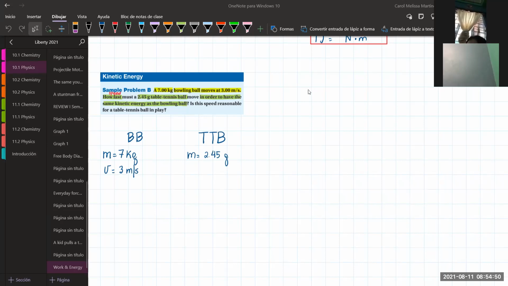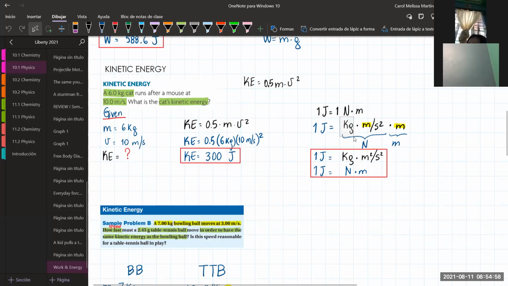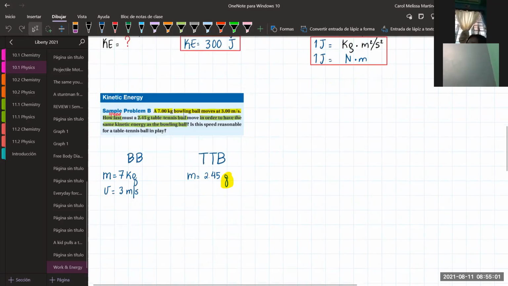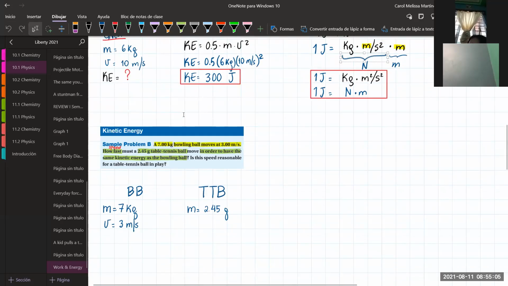And as you notice, these are grams. Grams are not part of the Joule formula, only kilograms. That means that we need to convert these grams into kilograms. That is going to be a mandatory step.